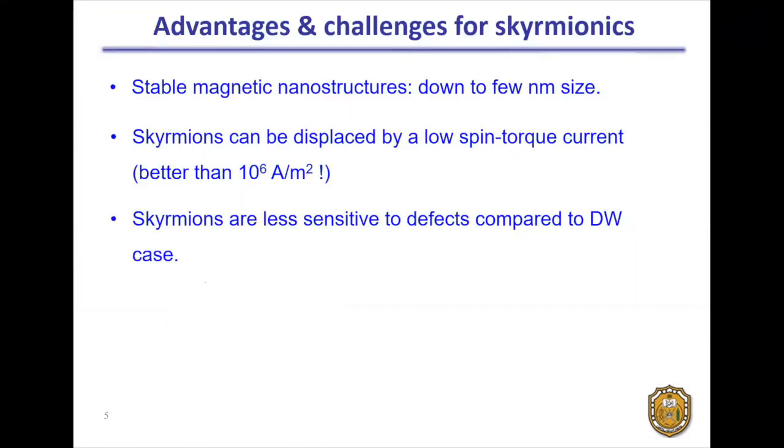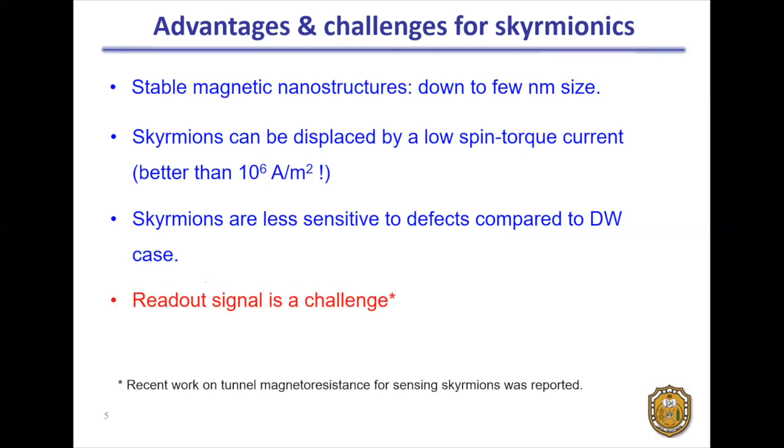For skyrmions, they have several advantages, okay? I am listing down some of the major advantages, like they are very stable nanostructures. They can go down to a few nanometer size. Compared to domain wall-based devices, skyrmions can be displaced using a current two orders of magnitude lower than what is needed for magnetic domain walls. Also, one of the major advantages is they are less sensitive to any defect on the wire or the device. I mean, you can still move them without being pinned. And I will show you later some videos about that.